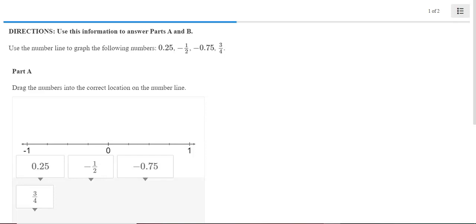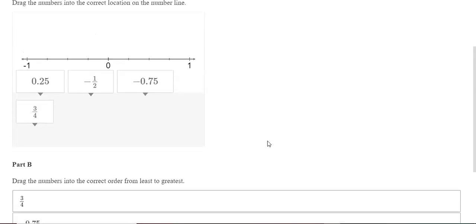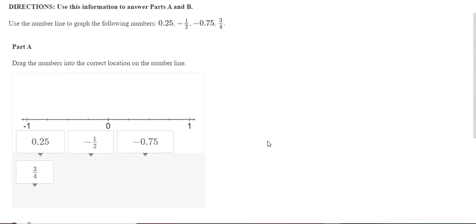This is Check Understanding of Module 2, Lesson 4. So let's check it out. This first question is Part A and B. First, we need to put these numbers in order from least to greatest on the number line, and then we're going to drag them in order down here. So if you know quarters pretty well, this should be pretty easy.